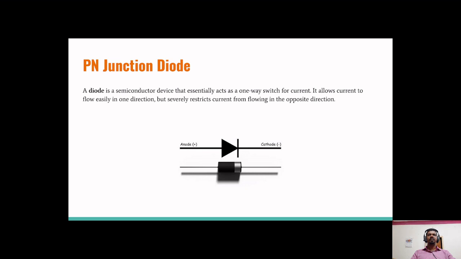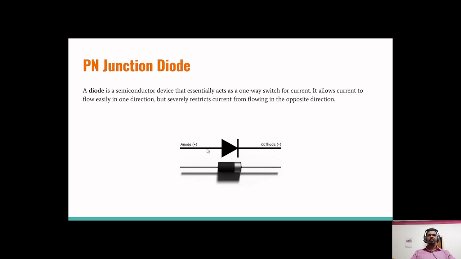Basically, a diode is a semiconductor device. How do you get a diode? You combine an N-type semiconductor and a P-type semiconductor together. The diodes which we use normally in laboratories look like this. And above this you have the symbol of the diode. So you have a triangular part which represents the P-type terminal, and then the line represents the N-type terminal. That is also called the anode and the cathode.